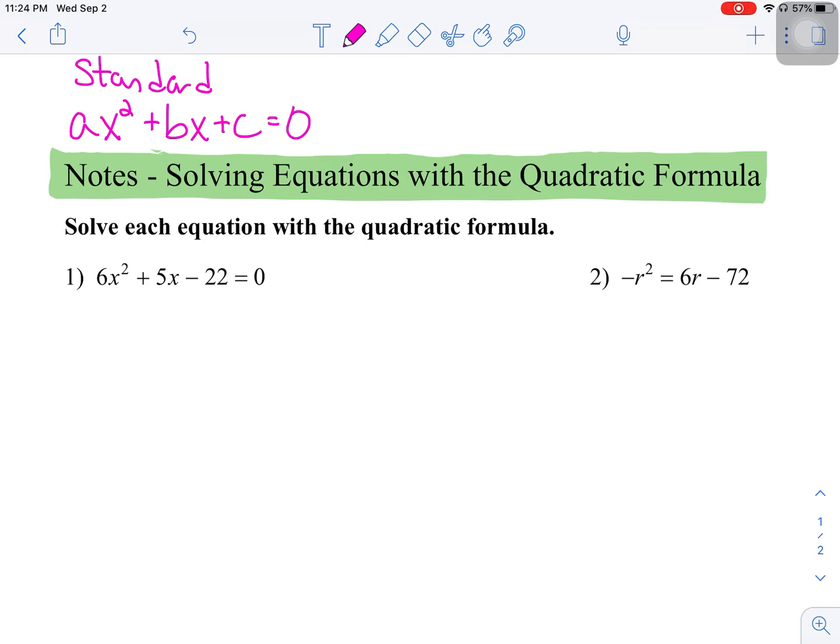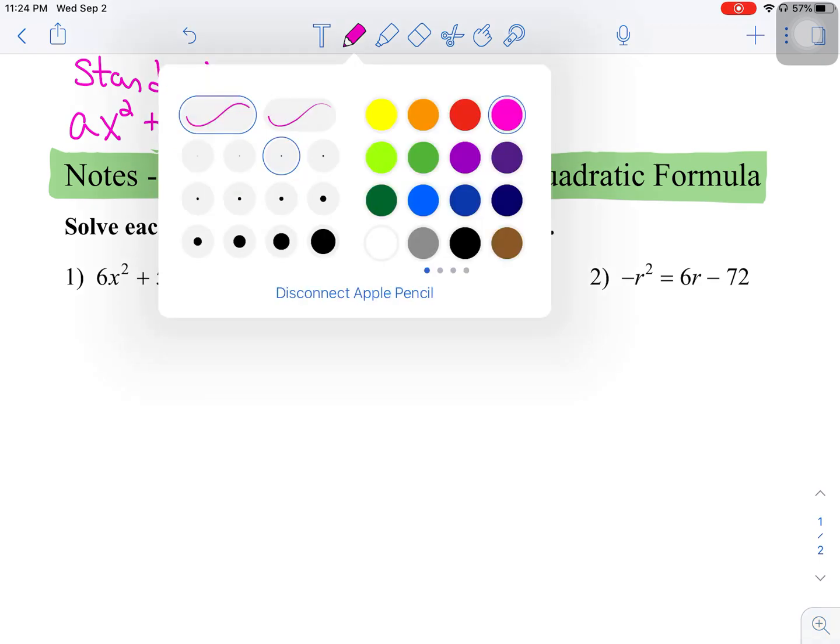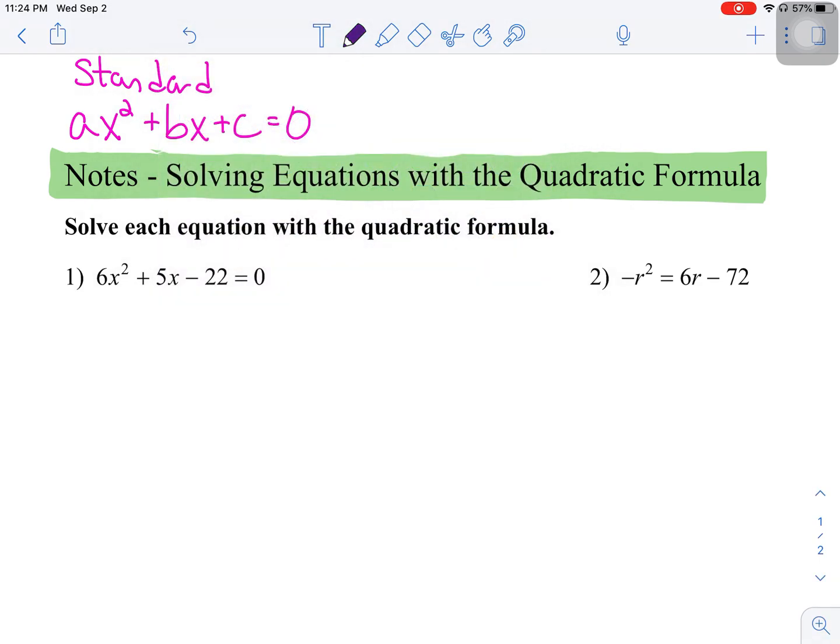The reason I want to remind you about this is because if we're going to use the quadratic formula, it uses the a, b, and c values from standard form. So what does the quadratic formula look like?